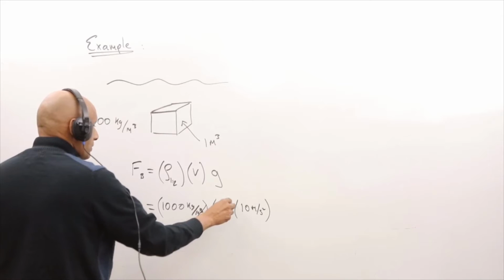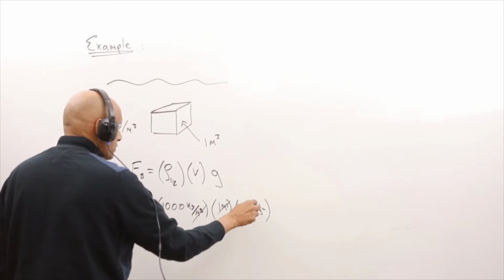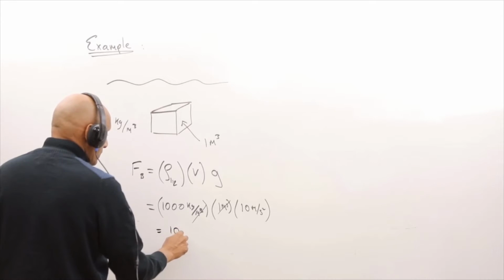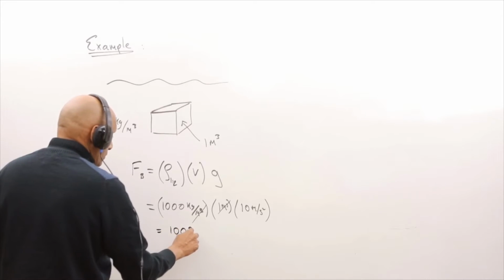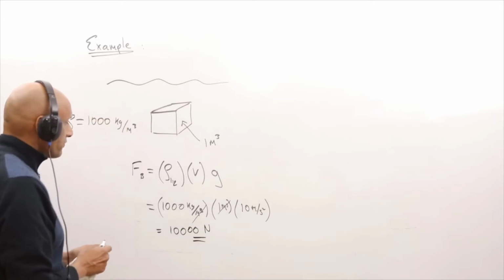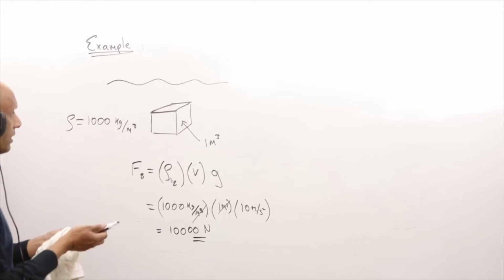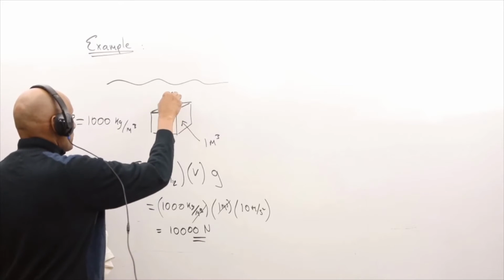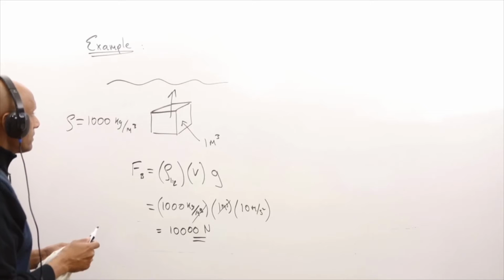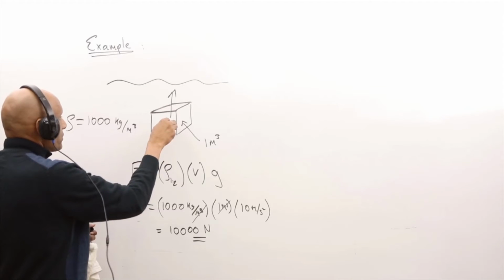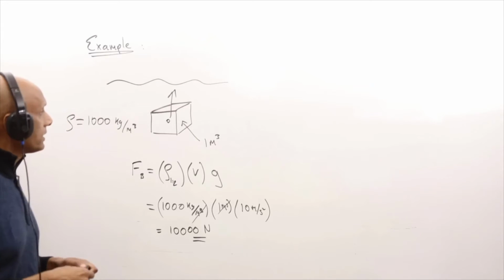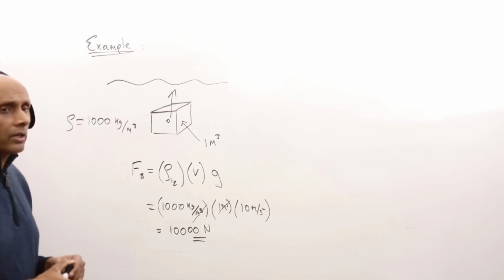So the cubic meters drop, and kilograms meters per second squared is newtons, so this is 10,000 newtons. So there's a force of 10,000 newtons pushing up. The buoyancy force is pushing straight up, pushing the object out of the liquid, and there's a force of gravity pulling down. So this is called the buoyancy force, and it's called Archimedes Principle.